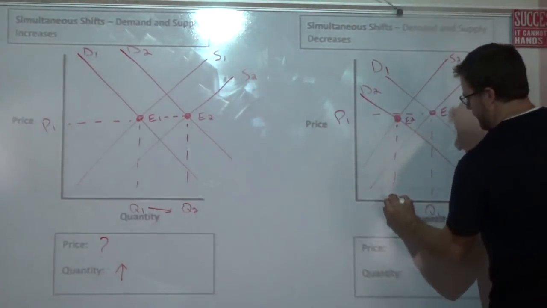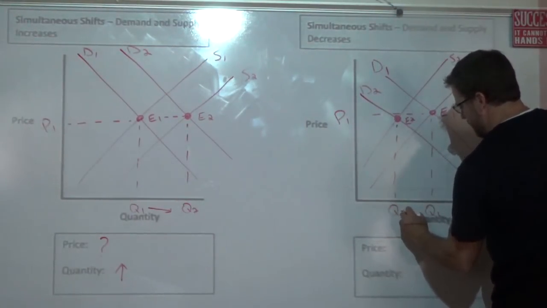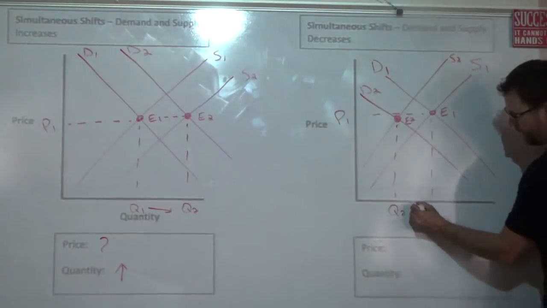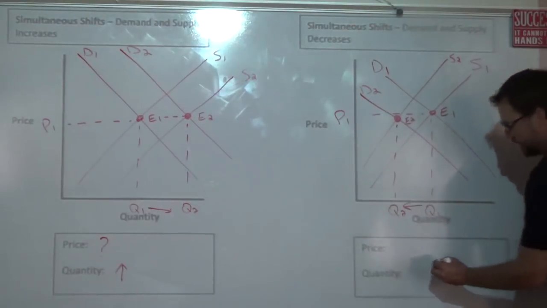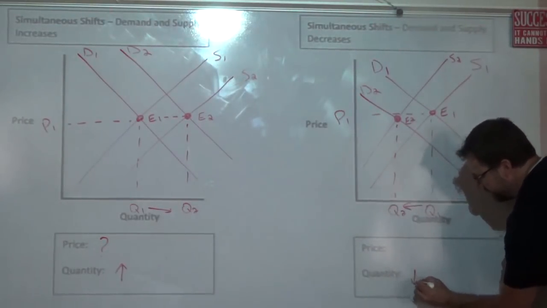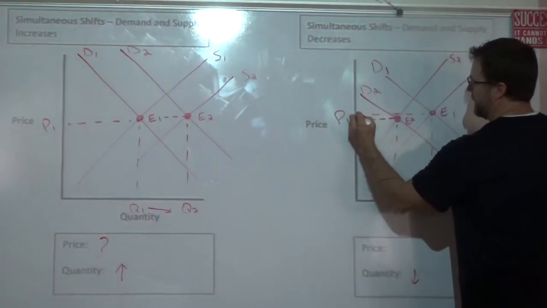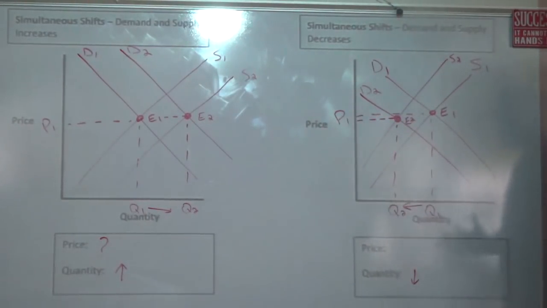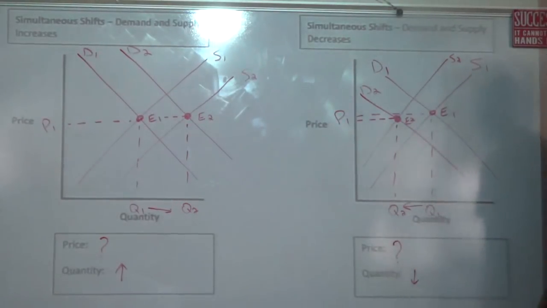Alright, so again, we just have to figure out which one is noticeable, and then the other one will be our unknown. So right away, I see my quantity change is noticeable. There was a decrease in the quantity demanded and supplied at our equilibrium. So quantity went down, and even though my price point doesn't necessarily line up perfectly, we can see that that change is so slight and small that that will be our unknown.